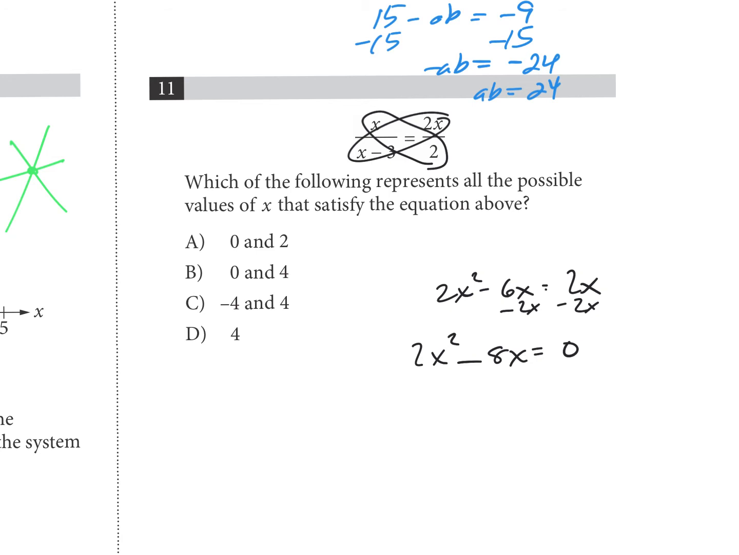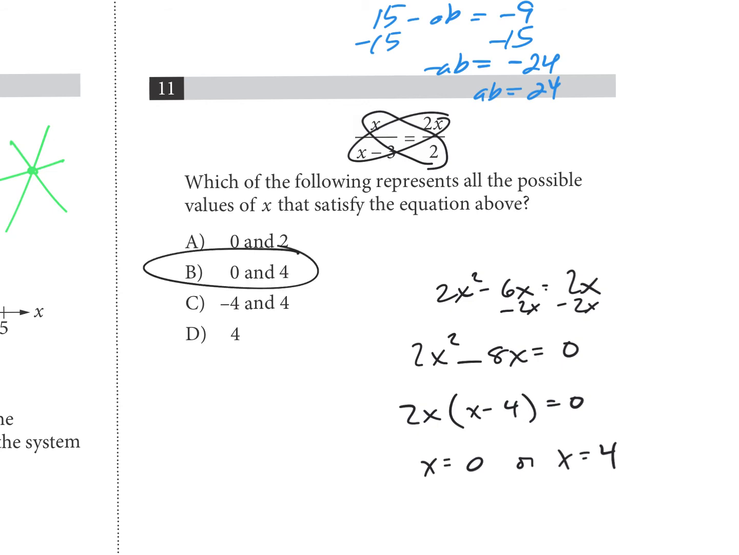So this is a question where I don't have to do the quadratic formula. I could just take out a GCF here, in this case 2x. So x equals 0 or x equals 4. So I'm looking at the choices and the expression, and both of those choices work. So 0 and 4 would be my answer.